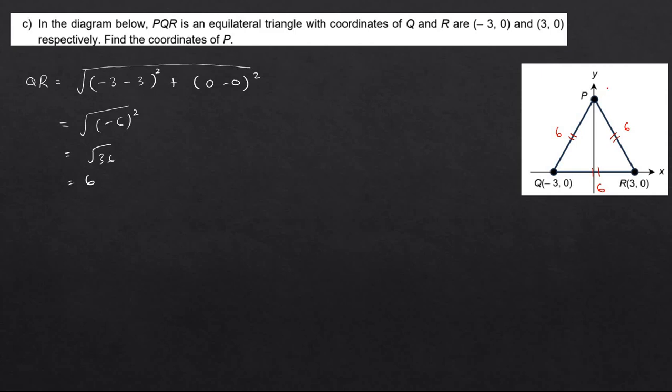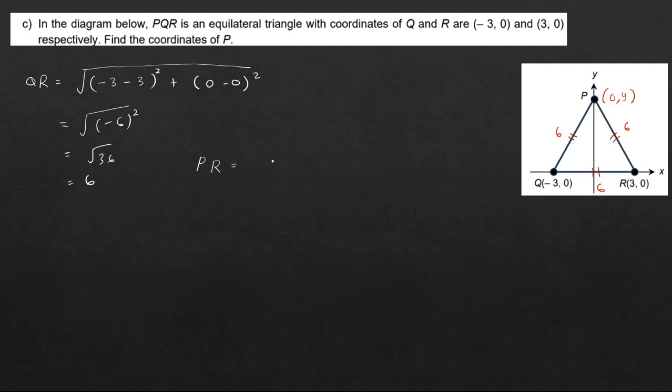Okay. So P here is the middle point between Q and R. The x coordinate for R is 3, the x coordinate for Q is negative 3, that makes the x coordinate for P 0 because it is right in the middle. And we just want to find the y coordinate. To find coordinate P, let's use the distance PR. You can do either PR or PQ, and I want to do PR.